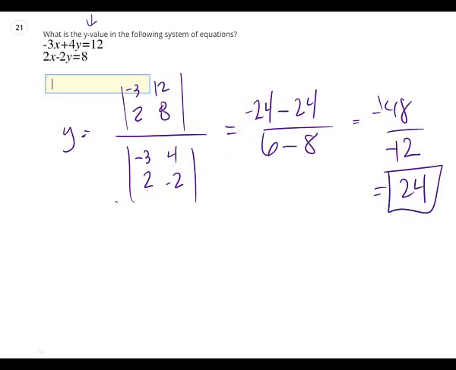24. Where did the negative go? What's wrong? Plus 24 right there? No, the operation is minus when we do Cramer's rule. Thank you. All right. So again, do you understand the rule, Lauren? You multiply the diagonals, but you subtract them. That's the rule. So that's where the negative came from.